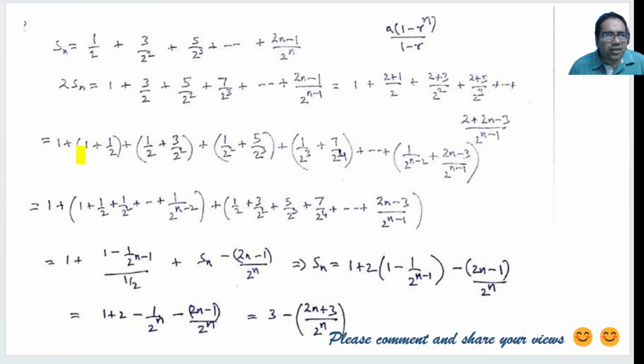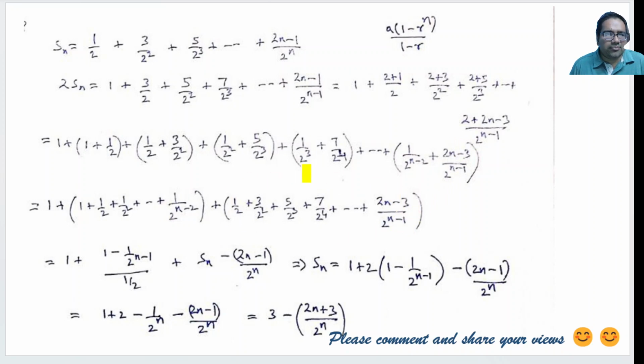Now let's take all of the first terms together and all of the second terms together. What are the first terms? 1 + 1/2 + 1/2² + 1/2³ + ... + 1/2ⁿ⁻². That is the first terms. What are the second terms? 1/2, 3/2², 5/2³, 7/2⁴, ... plus (2n-3)/2ⁿ⁻¹. Okay.